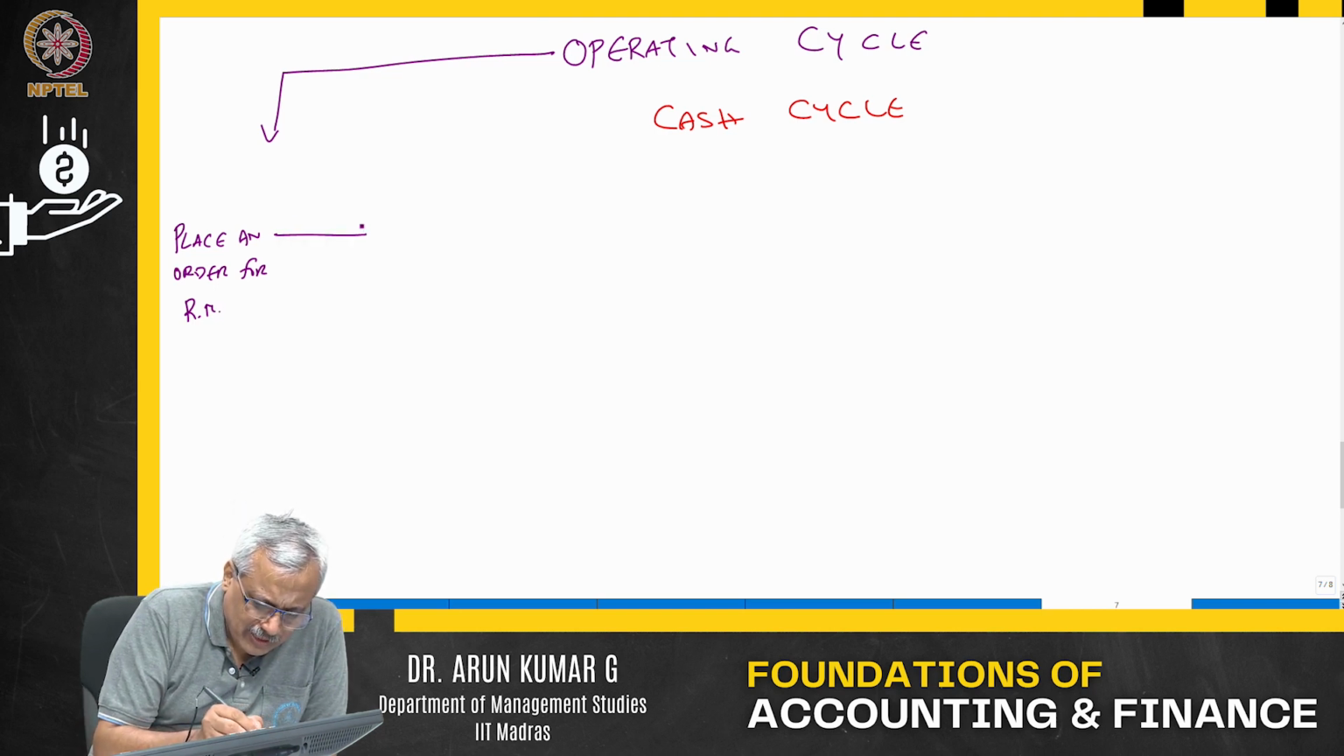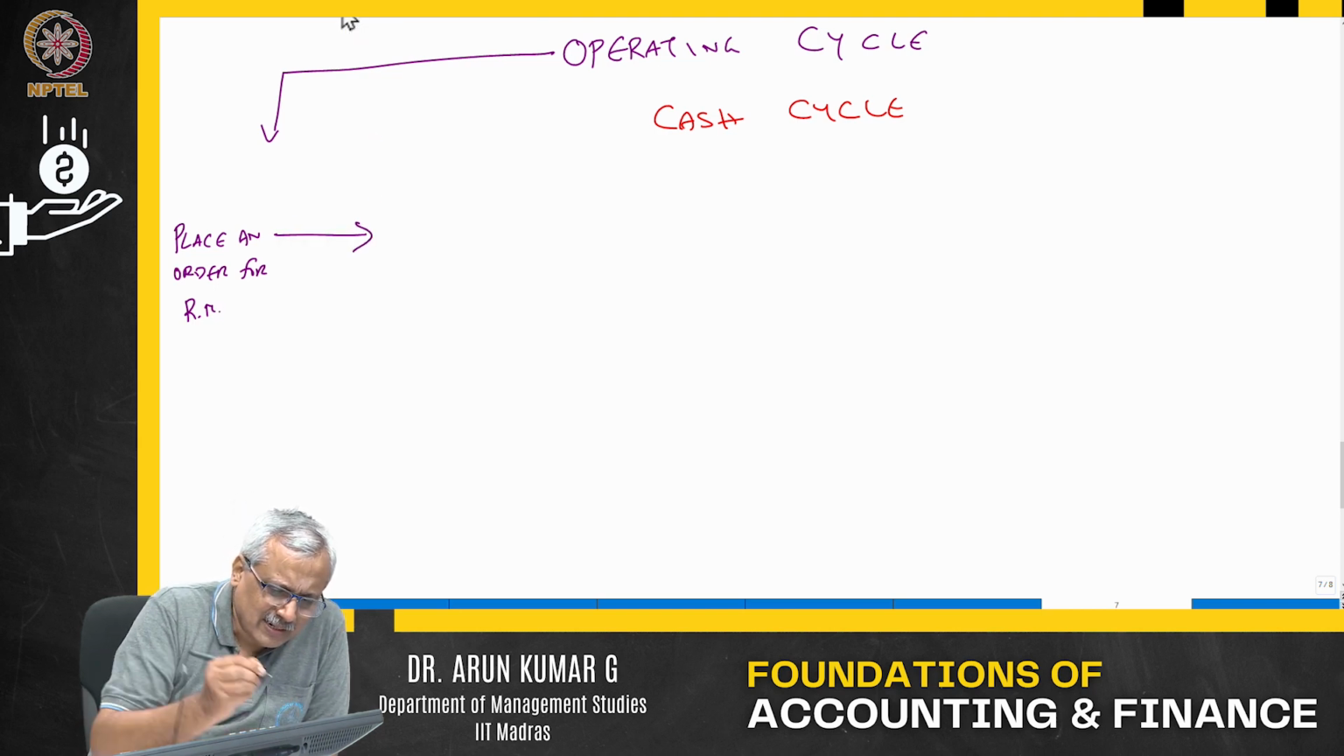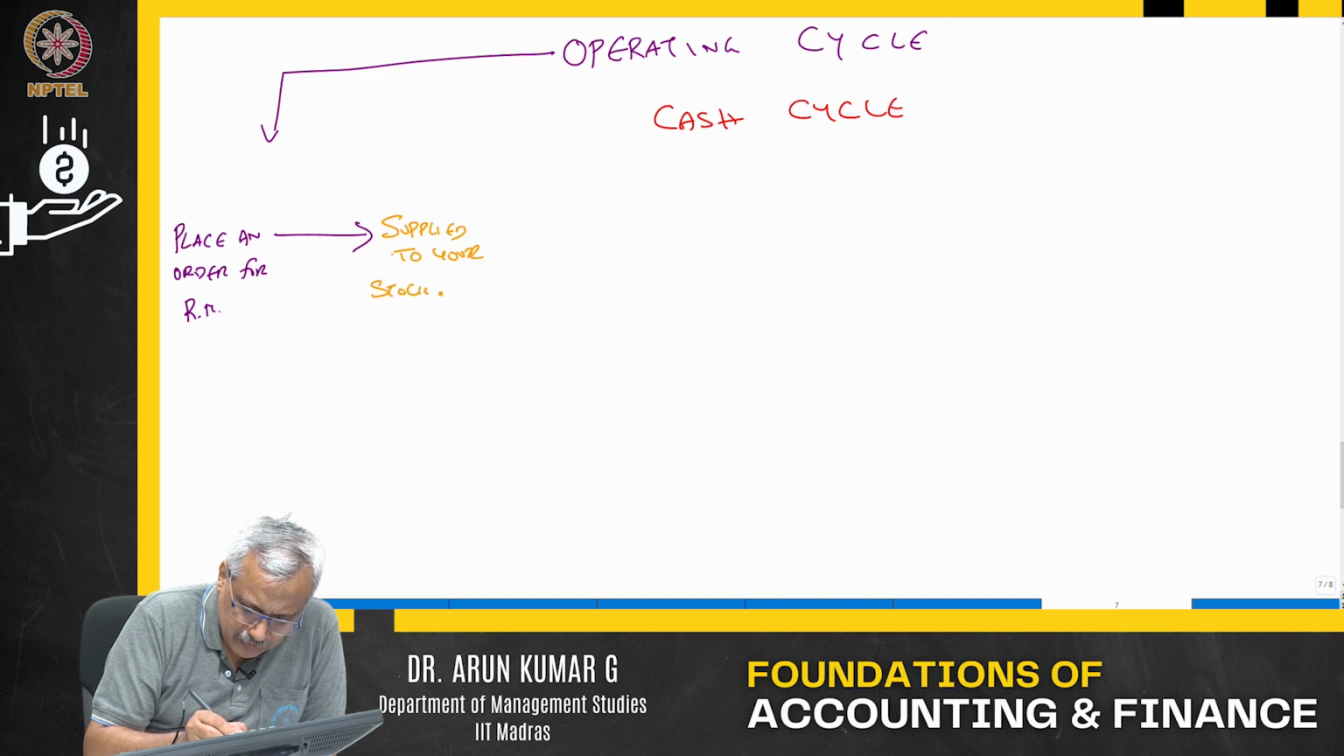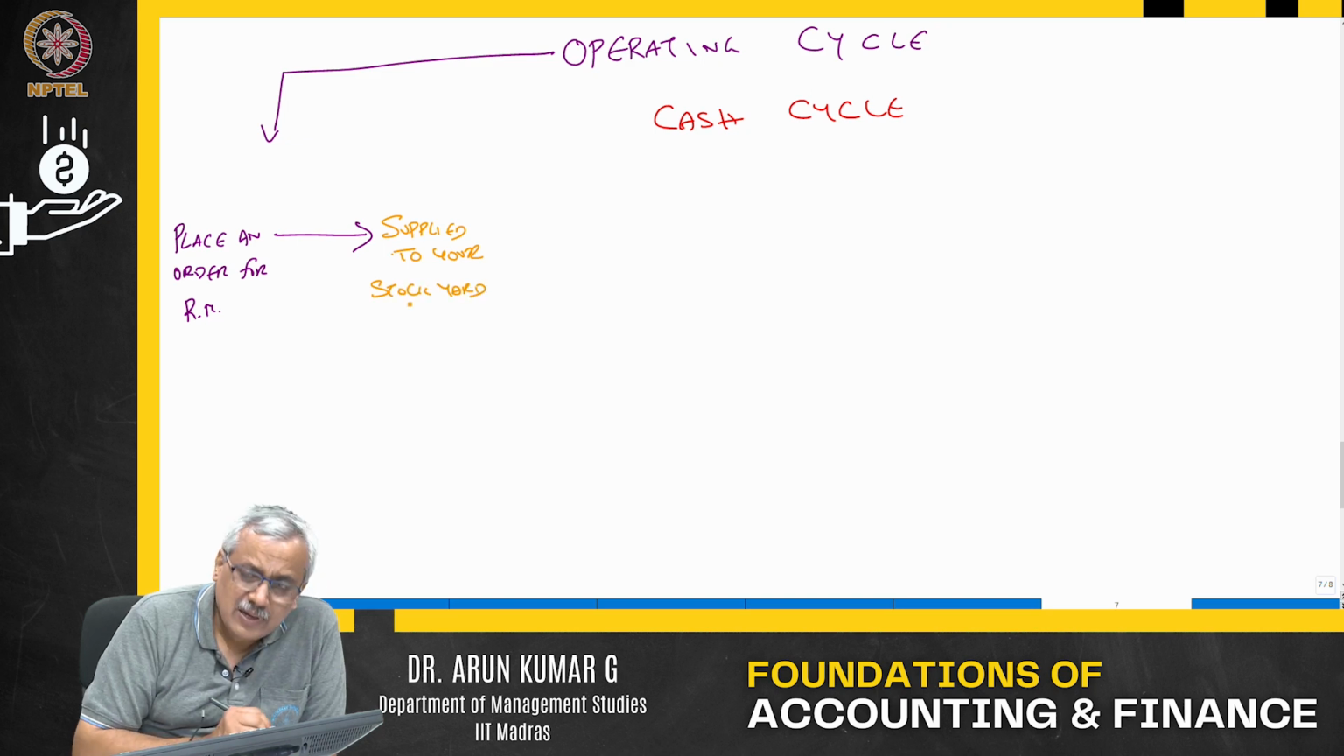Now I move here, this raw material basically gets supplied to your godown, to your stockyard, and you buy on credit. You have purchased on credit, whatever the credit period. Let us not worry about that.